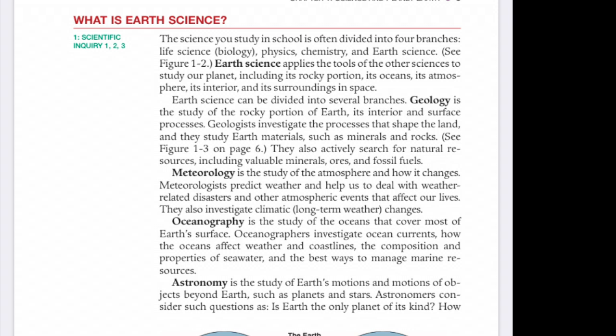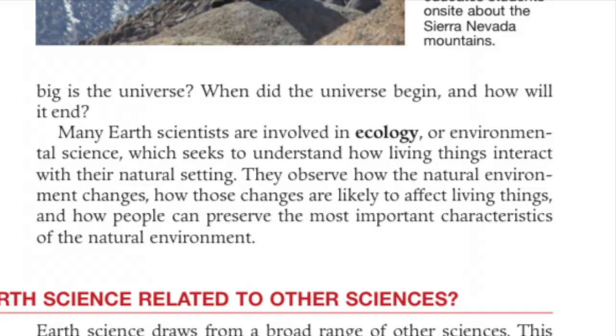Oceanography is the study of the oceans that cover most of Earth's surface. Oceanographers investigate ocean currents, how the ocean affects weather and coastlines, the composition and properties of seawater, and the best ways to manage marine resources. Astronomy is the study of Earth's motion and motions of objects beyond Earth, such as planets and stars. Astronomers consider such questions as: is Earth the only planet of its kind? How big is the universe? When did the universe begin? And how will it end?